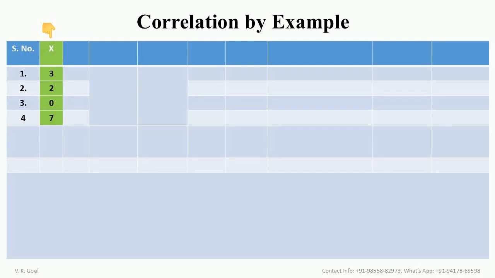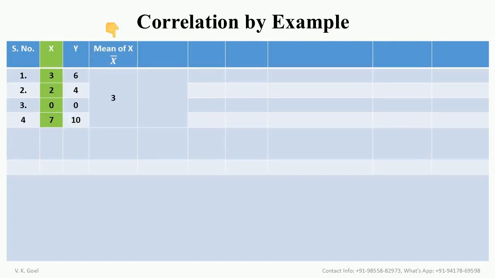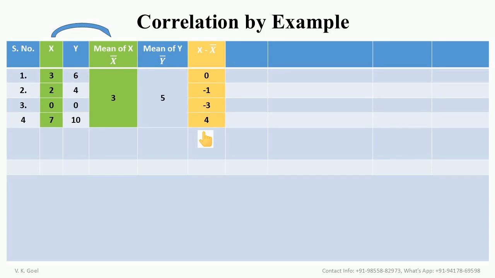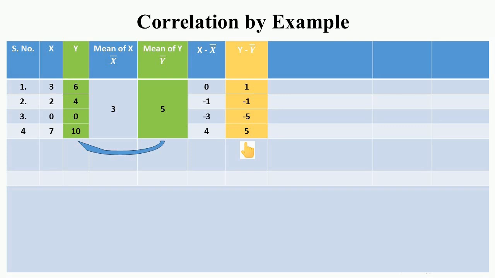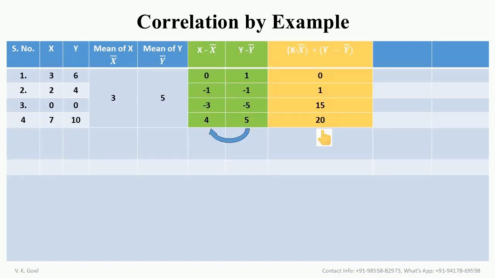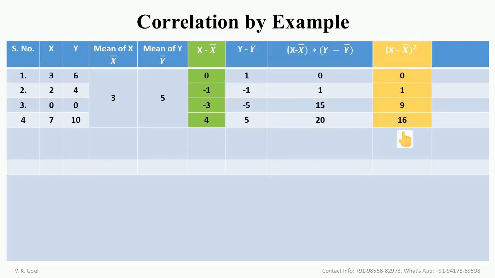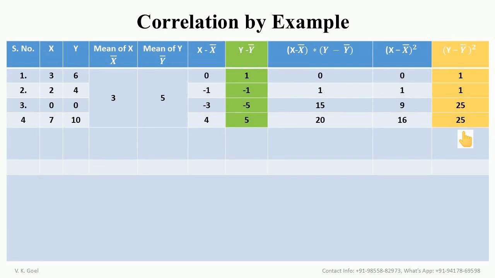Now, let us take the correlation by example. In the table, consider one variable as x, and the other variable as y. Get the mean of x and the mean of y. Compute the difference between x and mean of x. Similarly, the difference between y and mean of y. Now, compute the product of differences of x and y with their mean respectively, as presented in the table. Further now, compute square of difference of x with its mean, and square of y with its mean.